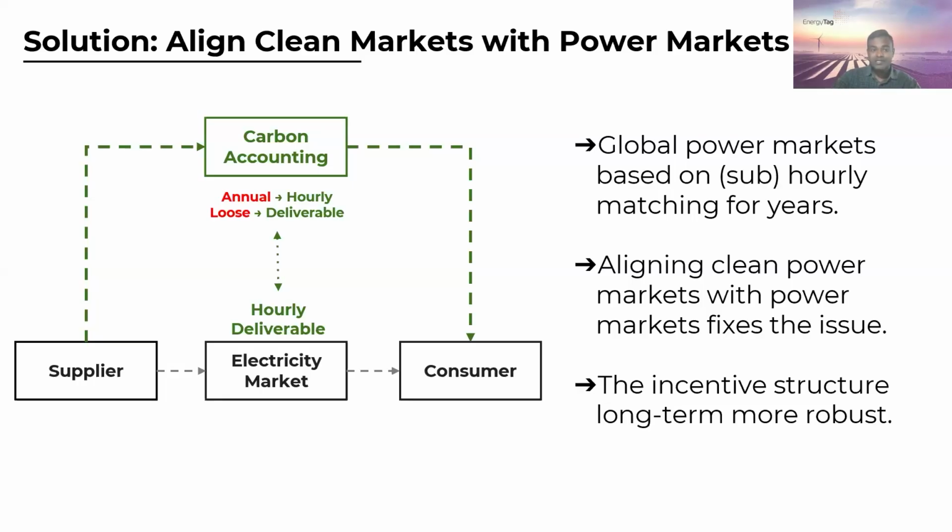However, the attribute tracking system was not following this, and hence the corporate claims were not following this. That's the reason aligning clean power markets with the power markets is very important. That fixes this issue, and it incentivizes demand side flexibility or energy storage, and makes it a more long term and robust power market which functions in a more efficient manner. So that's the solution.